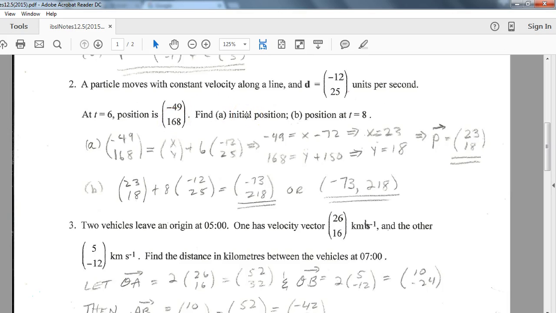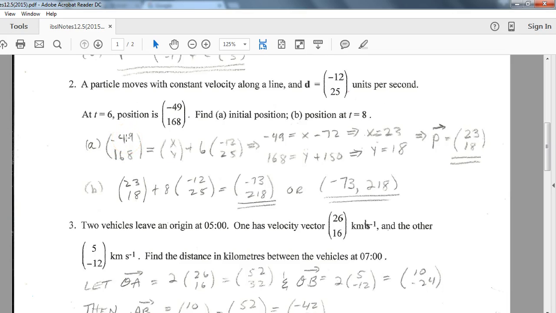And again, this is just like a y equals mx plus b value. They're giving us the future amount, like a future y value. We have our x value, and we have our m, or our slope, our velocity vector, and we're solving for the b value. We're solving for the initial position. So again, this is just like that y equals mx plus b format. So we just do those parametric equations, write one equation for x and one equation for y, and solve it.